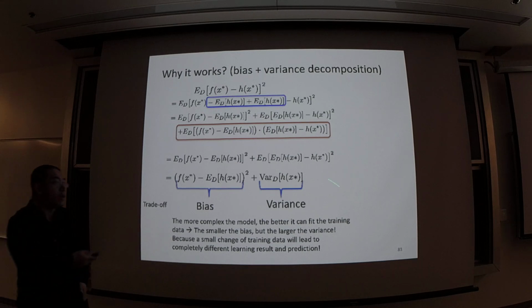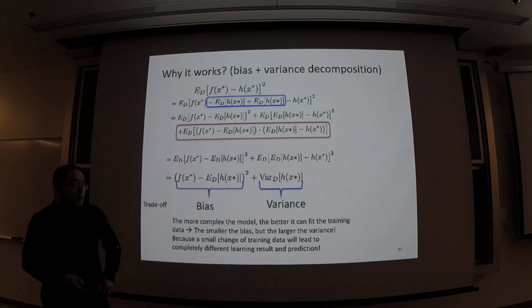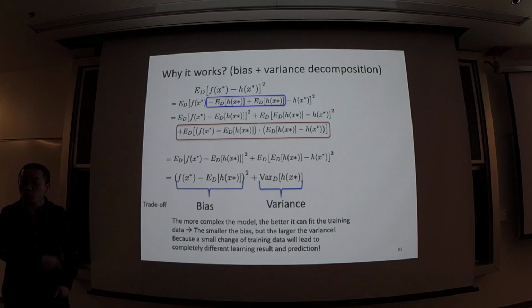But at the same time, because your tree construction procedure is so complicated, the variance is large. So you can see the difference. You can see the trade-off here, right?